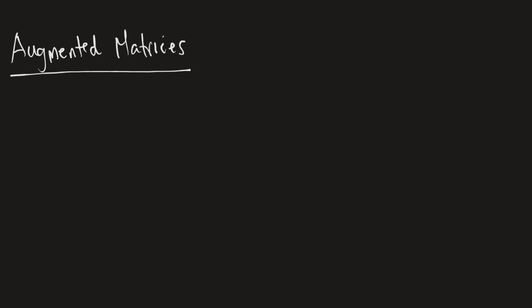In this video, we're going to take a look at an important object, a very useful tool as far as these linear systems are concerned. And that object is called an augmented matrix.